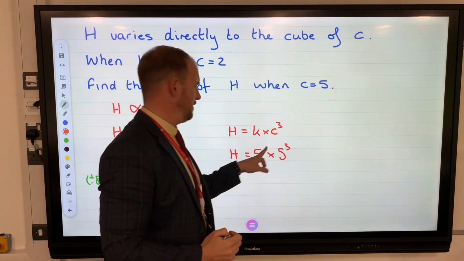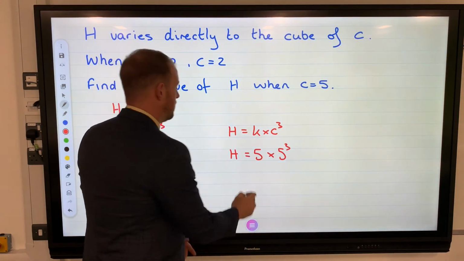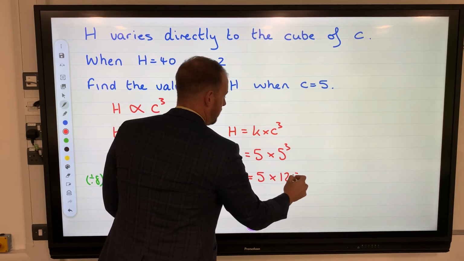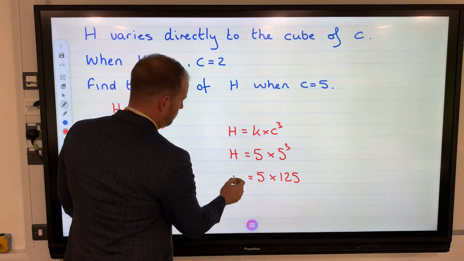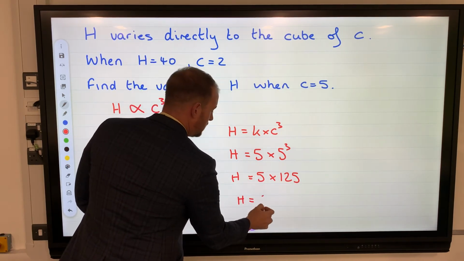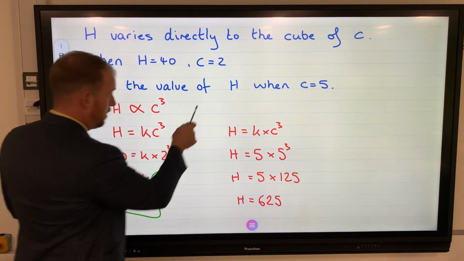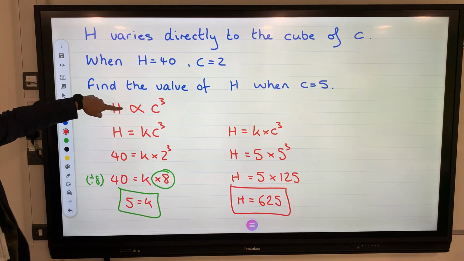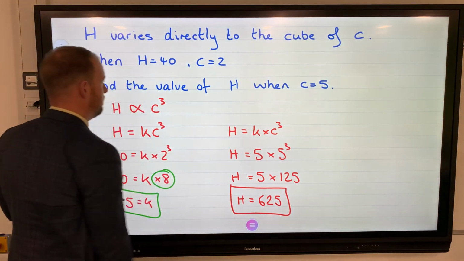Now, it's not 5 times 5 is 25, and then 25 cubed. Okay, be careful. It's BODMAS. 5 cubed is 125. 5 times 5 is 25. 25 times 5 is 125. Now I've got to work out 5 times 125, which is 625. So the answer to that final question, the value of h would be 625. Remember, write the formula, substitute to find the constant, use the constant to find the value of h.